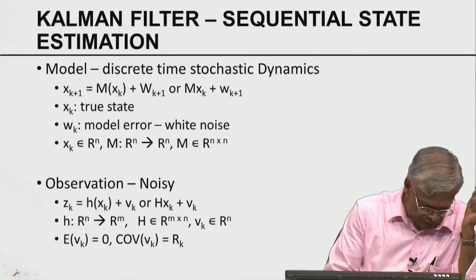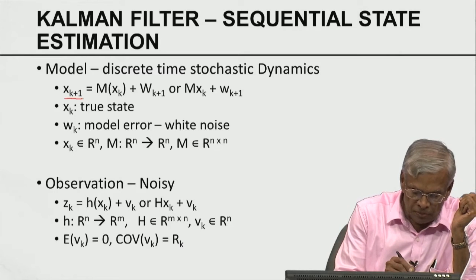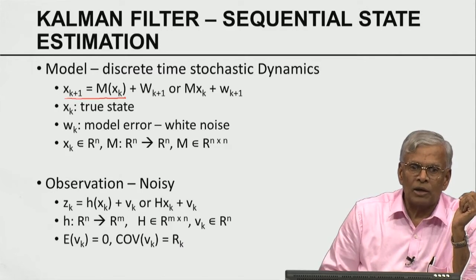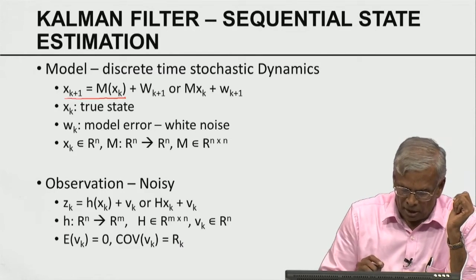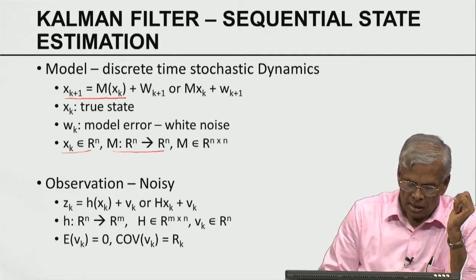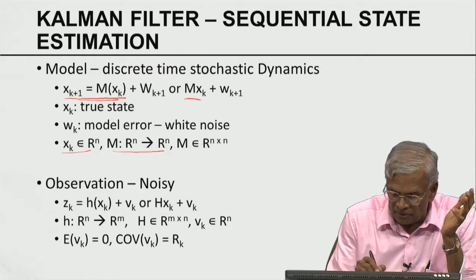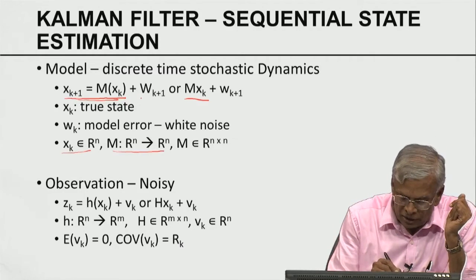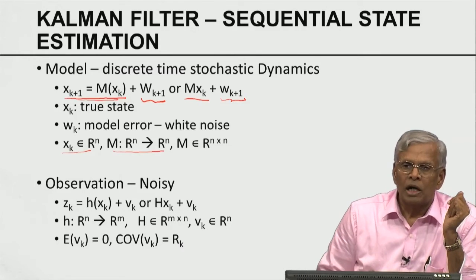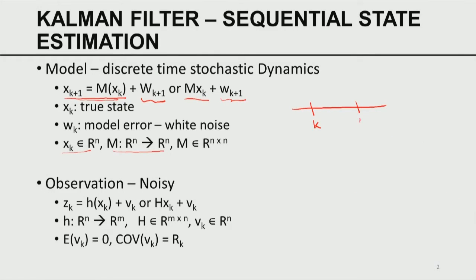So the model is a discrete time stochastic or random model. This is the general description of the nonlinear discrete time model we have already seen. M is the model map, M is from Rn to Rn, xk is the state. This is an example of a nonlinear map, this is an example of a linear system. The addition of noise, Wk plus 1, is new here. Let us talk about the timing diagram, with a little bit of annotation. This is time k, this is time k plus 1. At time k, I know xk. I would like to know the state at time k plus 1.